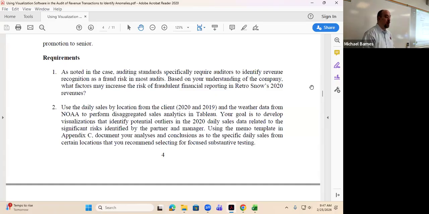All right. Now, using that as your litmus, what are some of the factors that we would note that are going to increase the risk of fraudulent financial reporting? We already talked about a couple. Store closures due to natural disasters and the pandemic. Okay. What is another big factor that we just talked about? The bonus incentive, the incentive structure. Okay.